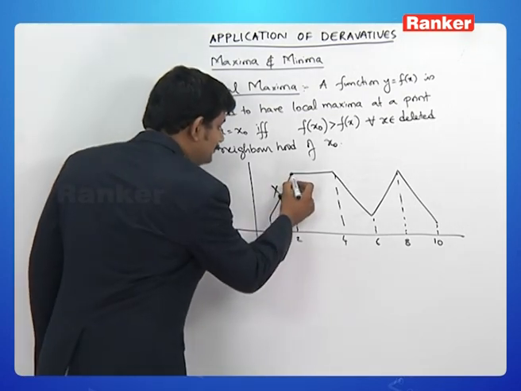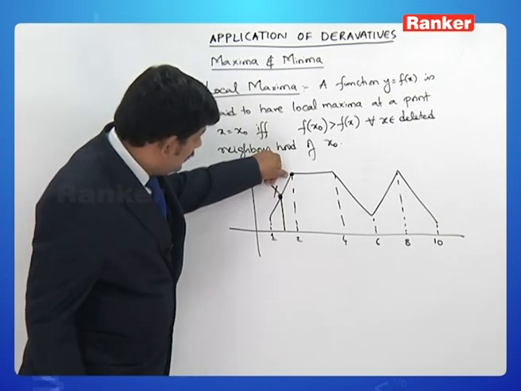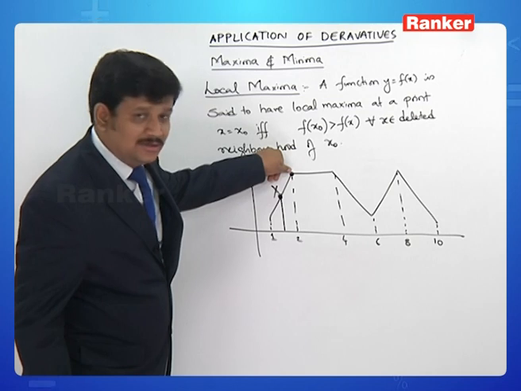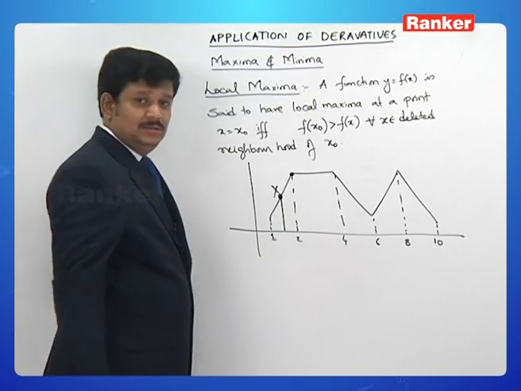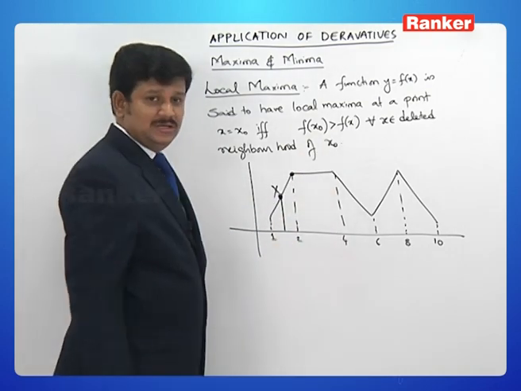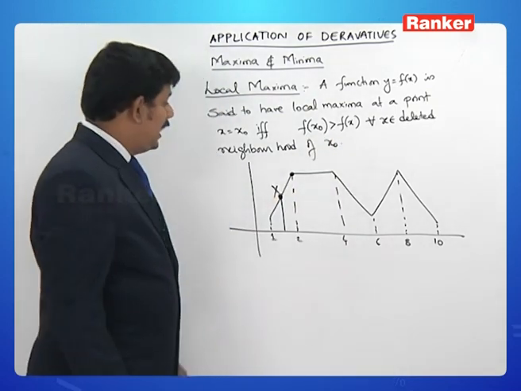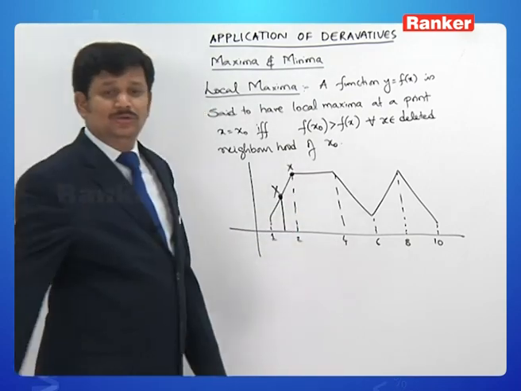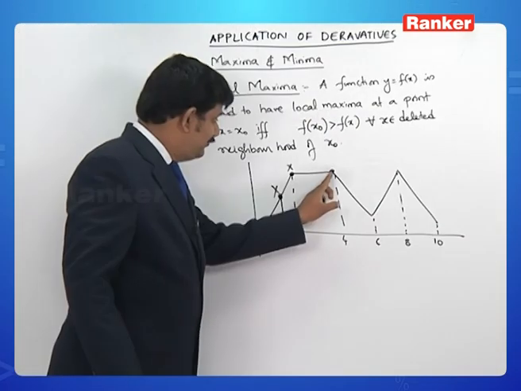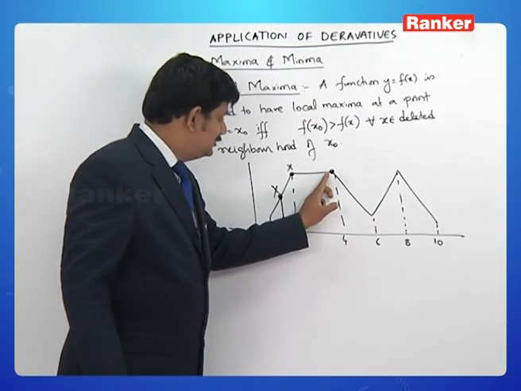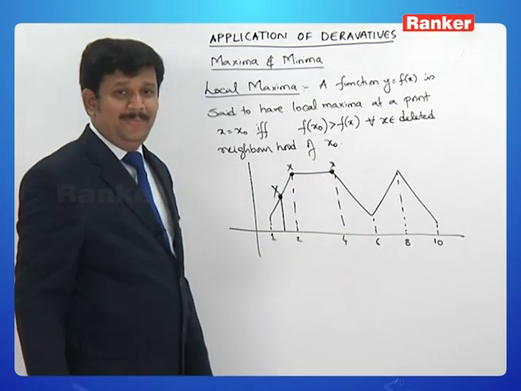Let us observe this point. When we look at the left side, f of x values are smaller than f of x naught. But to the right, the values are all equal to f of x naught. So because of the equality, again this point is not qualified to become a local maxima. Same case here, f of x values to the left of x naught are again equal to f of x naught. So again this doesn't qualify to become a local maxima.